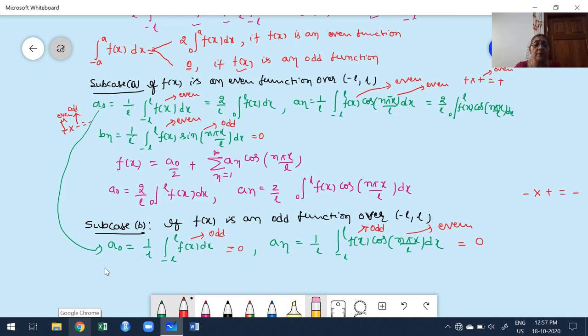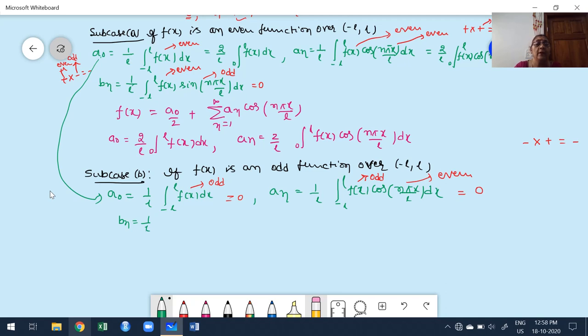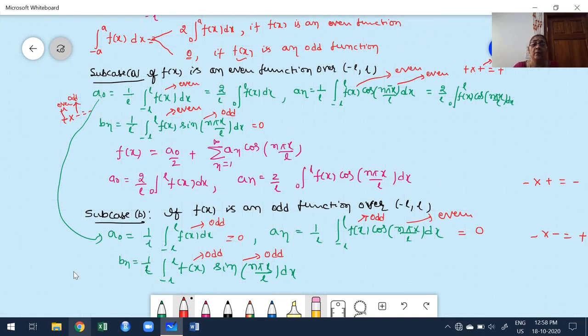Now, move to the next, bn value. What is the bn here? bn is 1 by L, integral minus L to plus L, f of x sine of n pi x by L with respect to x. We already assume f of x is an odd function, and sine functions are odd. You know that the product of two odd functions, minus into minus, is plus. The product of two odd functions is an even function. From the definite integral property, this must be equal to twice of 2 by L, integral 0 to L, f of x sine of n pi x by L with respect to x.